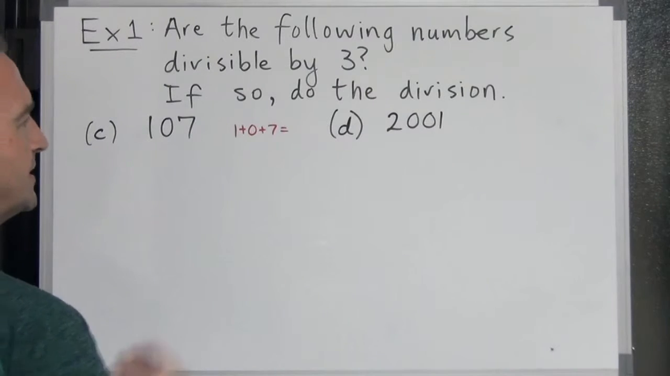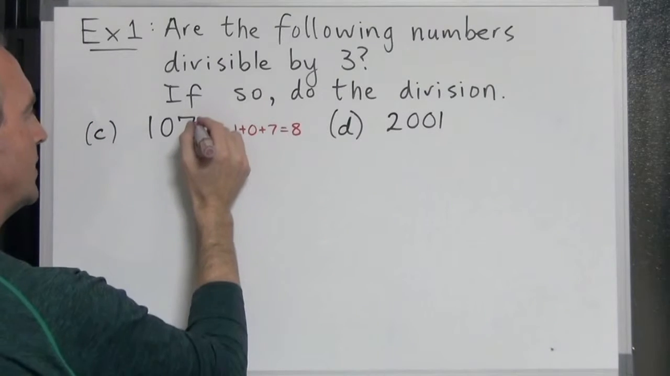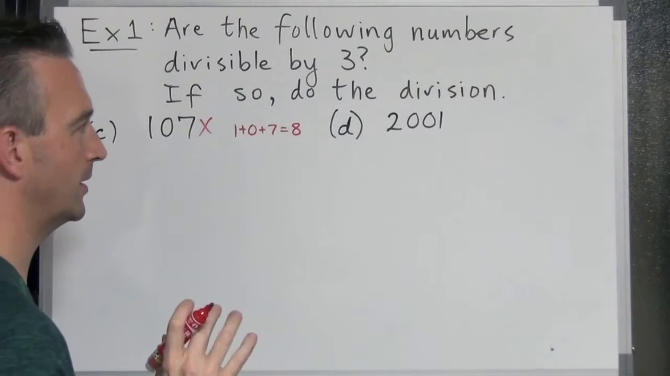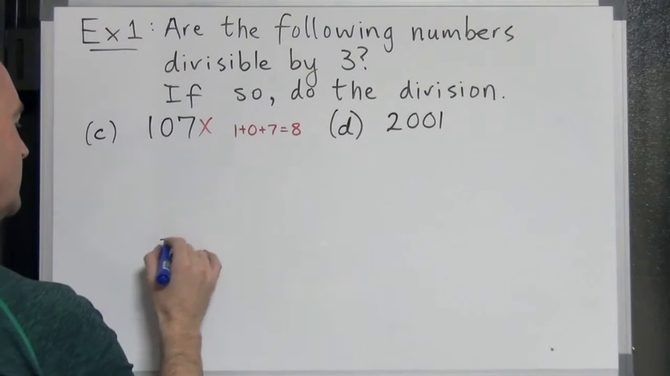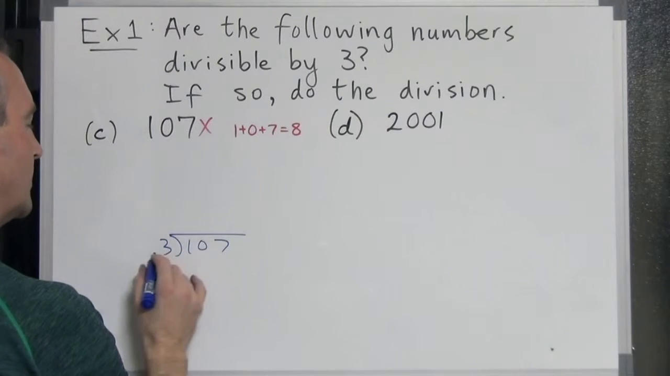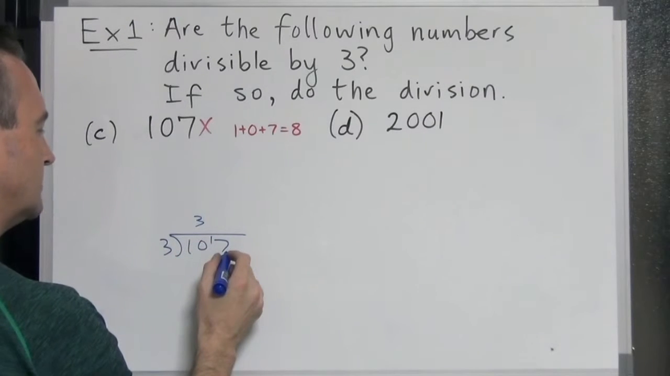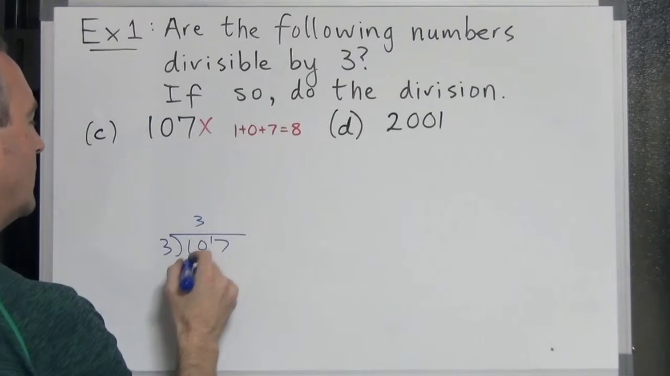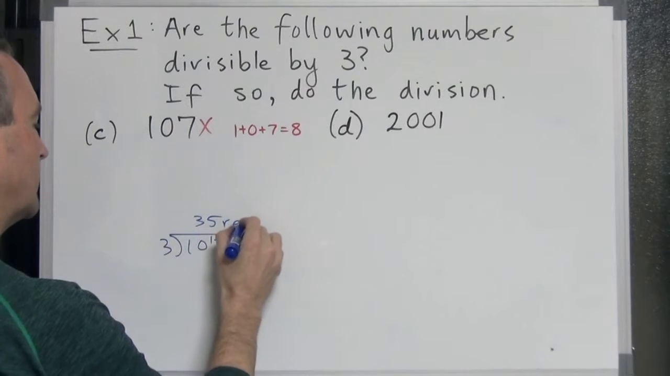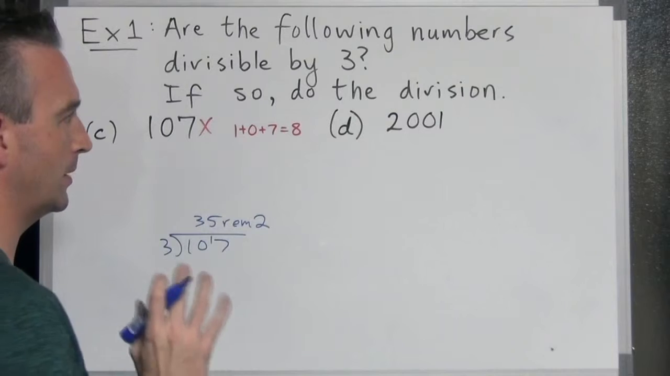107. Add the digits gives us 8. 8 is not divisible by 3, so 107 is not going to be divisible by 3. Let's just test that to make sure. 3 into 107. 3 can't go into 1. 3 goes into 10, 3 times, remainder 1. 3 goes into 17. Can't go. 3 5s are 15, leaving us a remainder of 2. So 107 is definitely not divisible by 3.